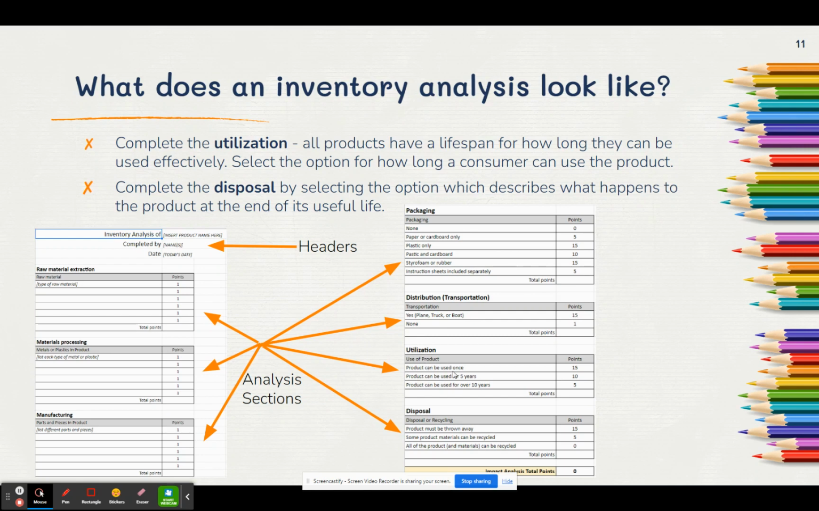Then utilization. Can it be used once? Can it be used for what we think is 5 years? Can it be used for 10 years? And then disposal, do we have to throw it away? Can we recycle part of it? Or can the whole thing be recycled?